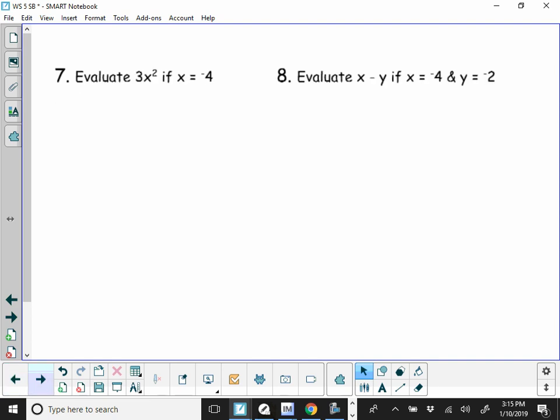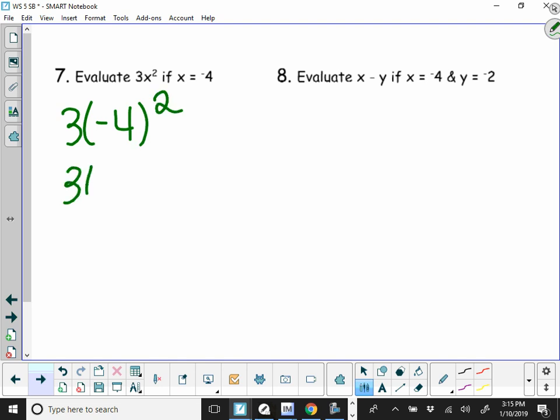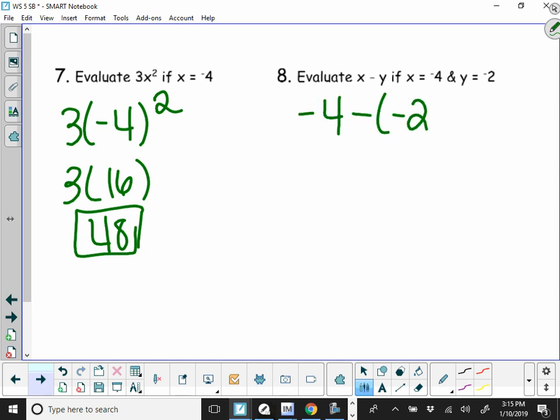All right, number 7 and number 8 are just evaluating expression problems. So you're just going to plug in here. So negative 4 squared is going to give you 16, and 3 times 16 should have given you 48. So same thing over here. If x is negative 4 minus negative 2, we're going to change our double negatives there, and it's going to be negative 2.